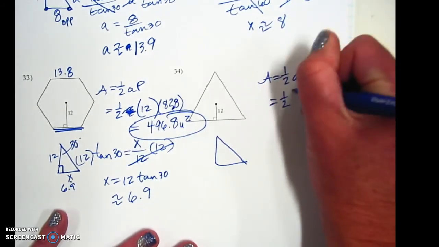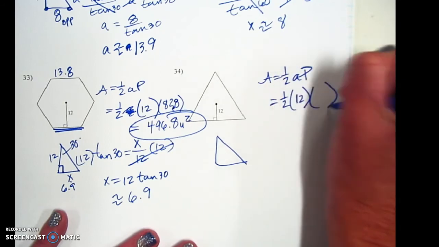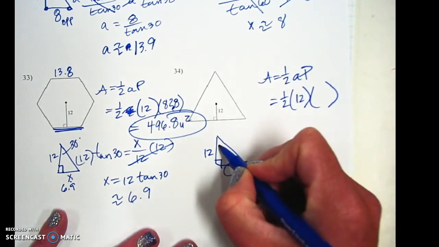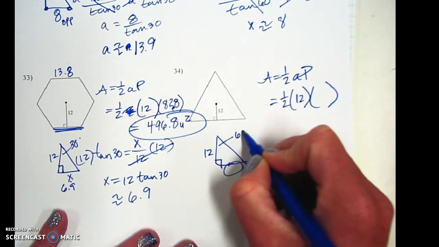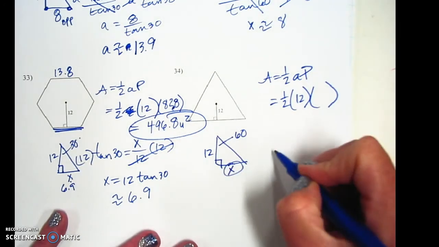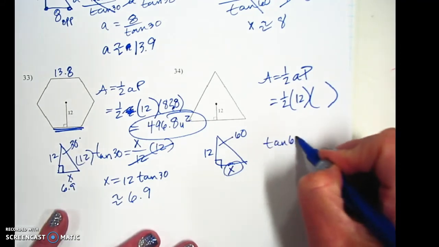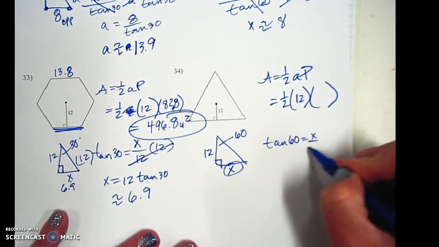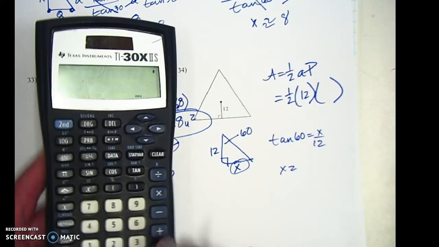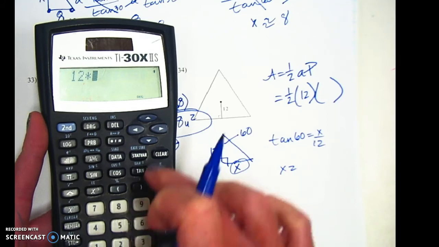We know the apothem is 12. We just need to get the perimeter. So we need to find this side right here. And we know this angle up here is 60 because we already figured it out in number 32. So I'm not going to do the same work twice. I'm going to put an x here, and we're going to use tangent of 60 equals x over 12. So multiply both sides by 12. So we're going to do 12 times the tangent of 60.